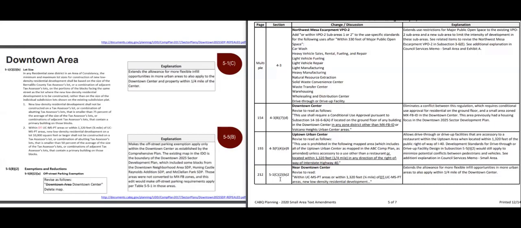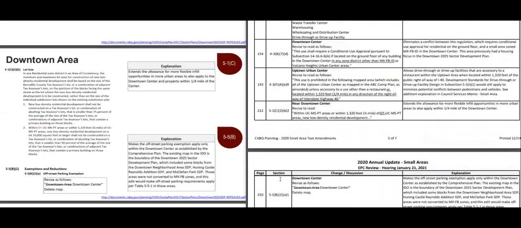What this change does is it extends the allowance for more flexible infill opportunities into more dense areas that would also apply within 1/4 of a mile of the downtown center.